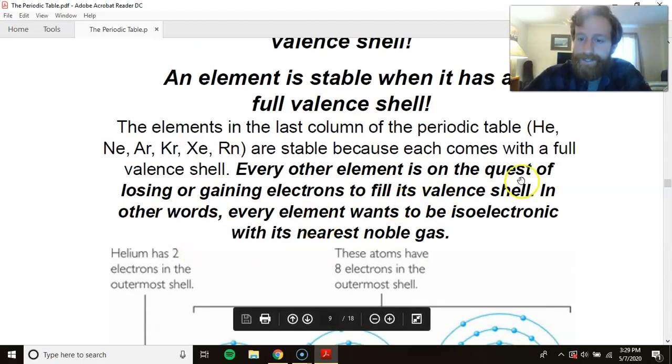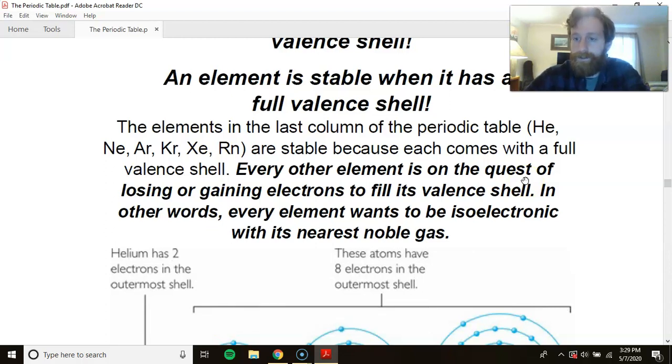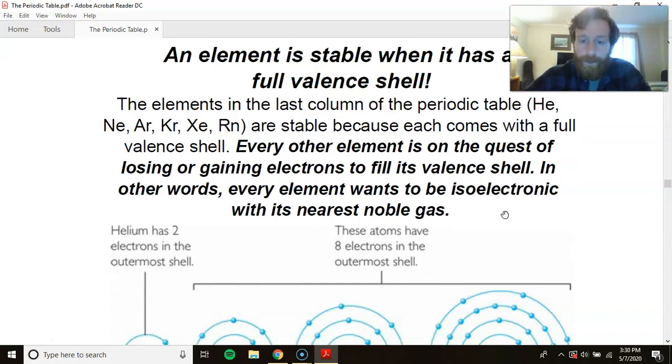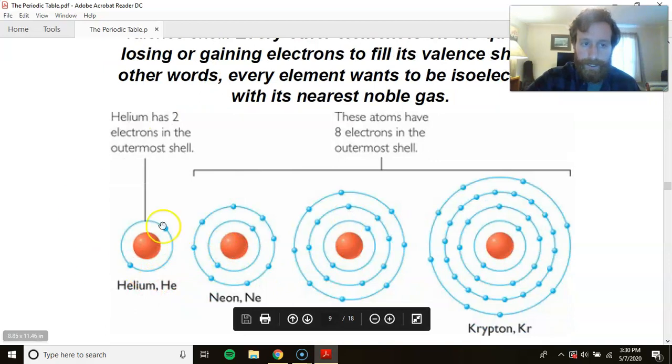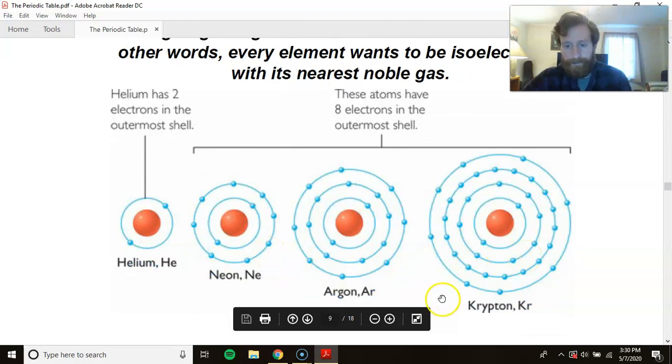Every other element is on a quest of losing or gaining electrons to fill its valence shell. So I like to personify elements a lot in chemistry, and you can kind of think of filling your valence shell as being an element's goal in life. In other words, every element wants to be isoelectronic. That means having the same electron configuration as its nearest noble gas. And we see helium here has 2 electrons in the outermost shell because of those 2 in the s orbital. And then the rest of the noble gases have 8.